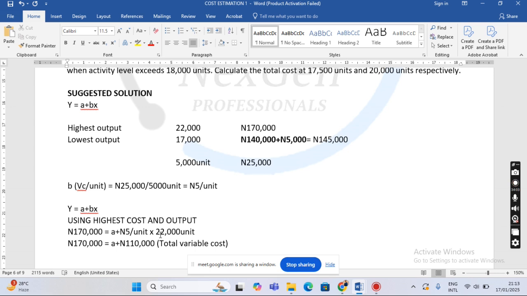You can say that 50,000 times 5, your total variable cost has changed as a result of the changes in the levels of activities or the changes in the units produced. Class, are we together? So now, if this is established, we can collect the items just like the way we normally do in secondary school.